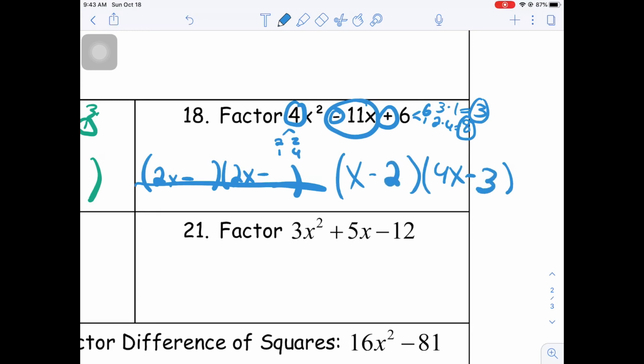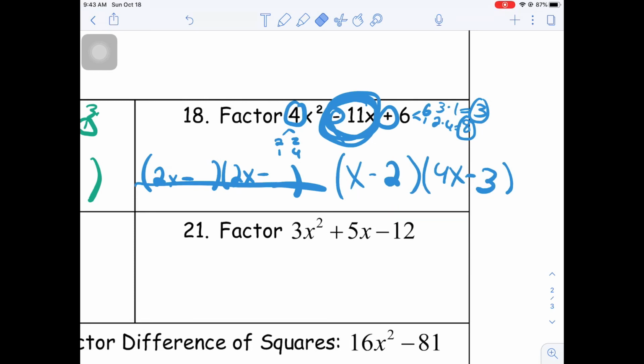2 would go here. 3 would go here, right? Because we need that 2 to be multiplied by the 4. So 2 times 4 gives us 8x. And then x and negative 3 would give us negative 3x. Sorry, negative 8x, negative 3x. There's our negative 11. Okay?